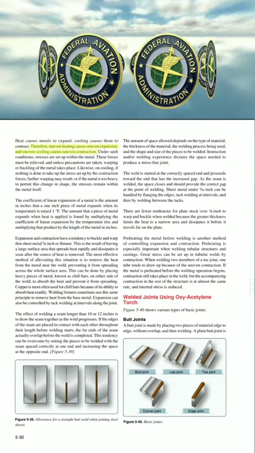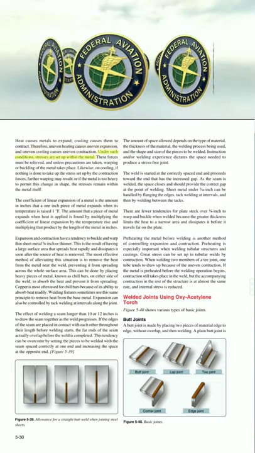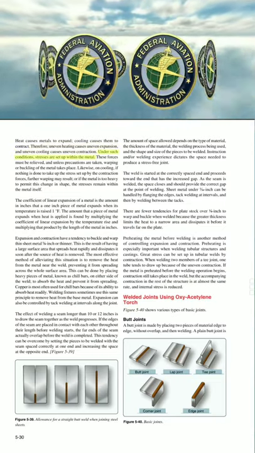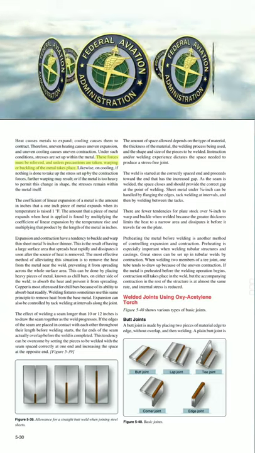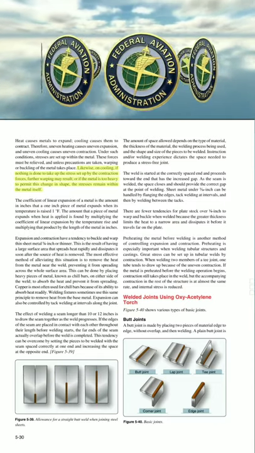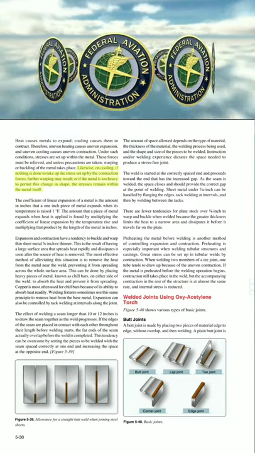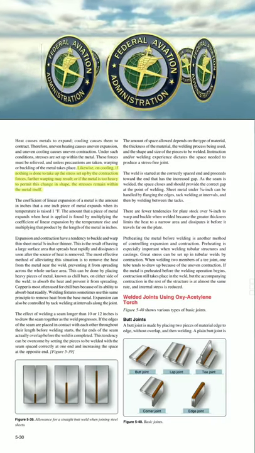Therefore, uneven heating causes uneven expansion, and uneven cooling causes uneven contraction. Under such conditions, stresses are set up within the metal. These forces must be relieved, and unless precautions are taken, warping or buckling of the metal takes place. Likewise, on cooling, if nothing is done to take up the stress set up by the contraction forces, further warping may result, or if the metal is too heavy to permit this change in shape, the stresses remain within the metal itself.